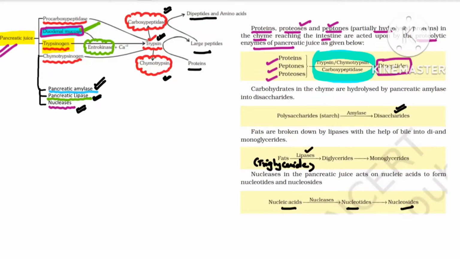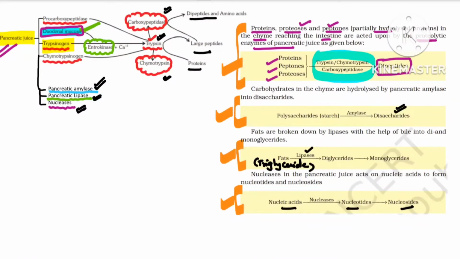So this is how the pancreatic enzymes are doing the digestion. They are digesting the protein component of the food, then the carbohydrate component, the fat component, and the nucleic acid. So all four biomolecules are digested by the pancreatic enzymes with different names. I hope you have learned this topic.